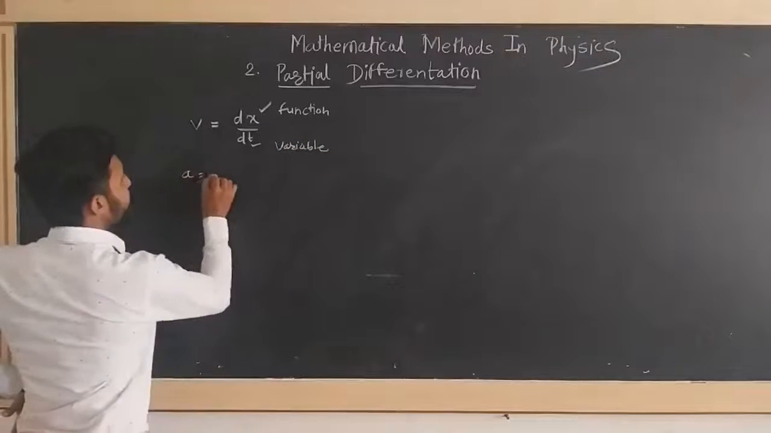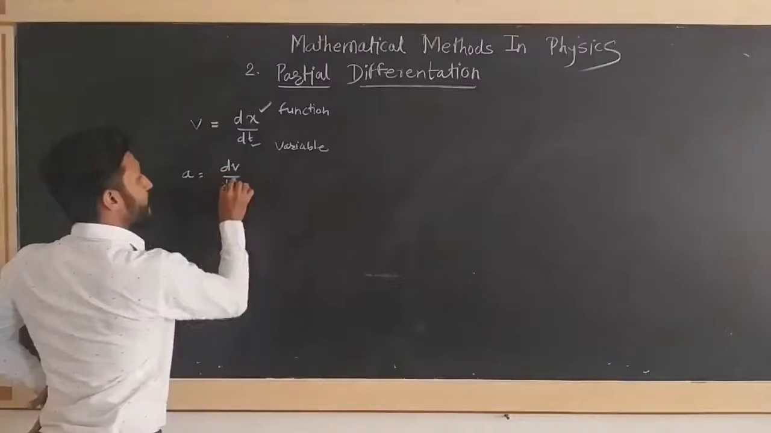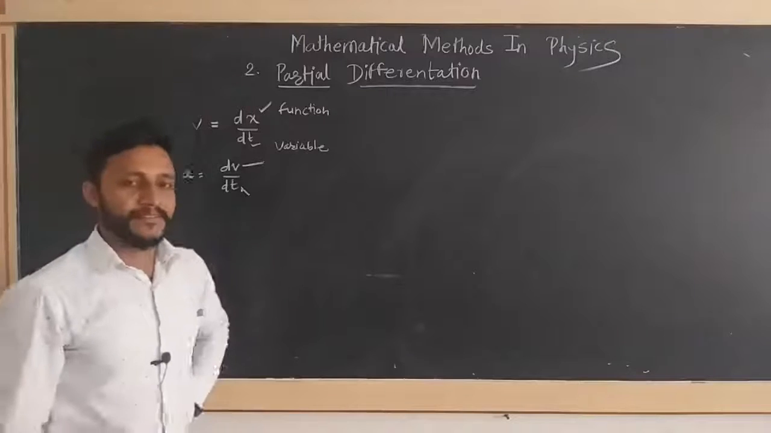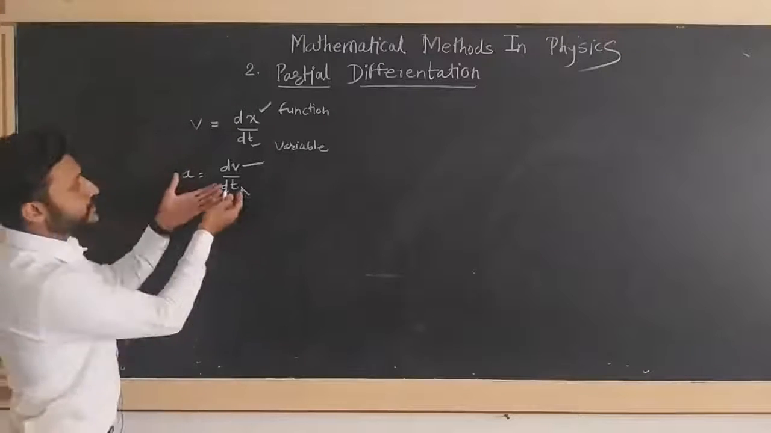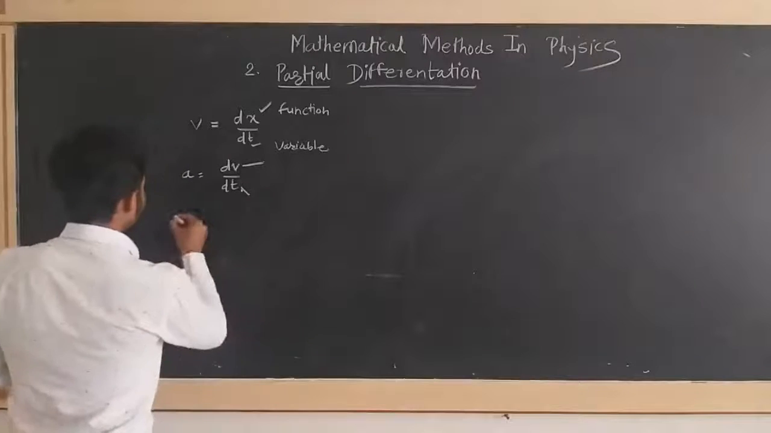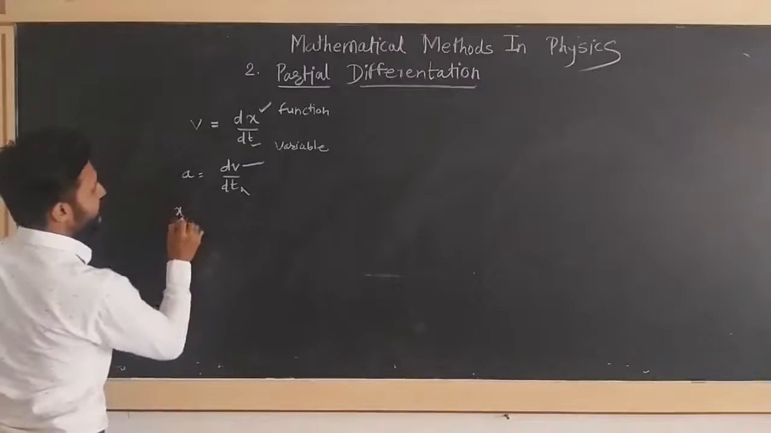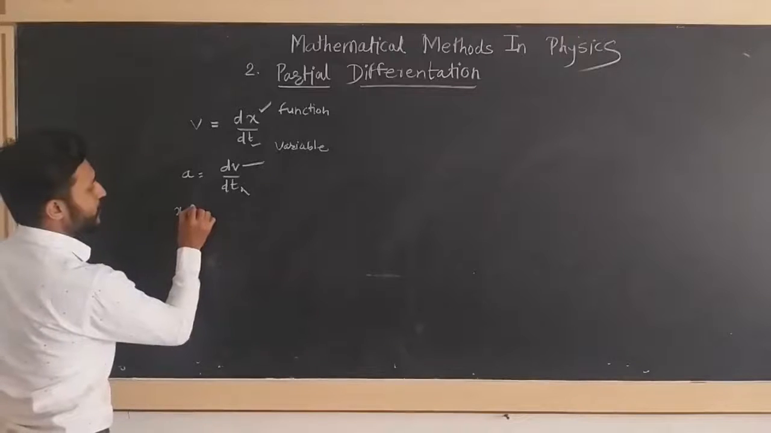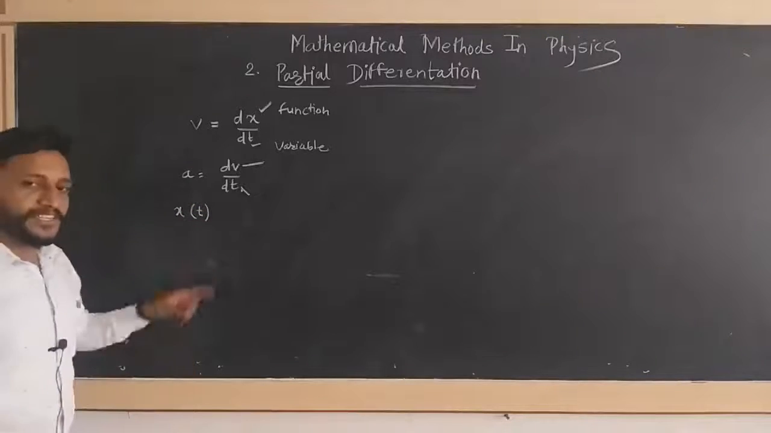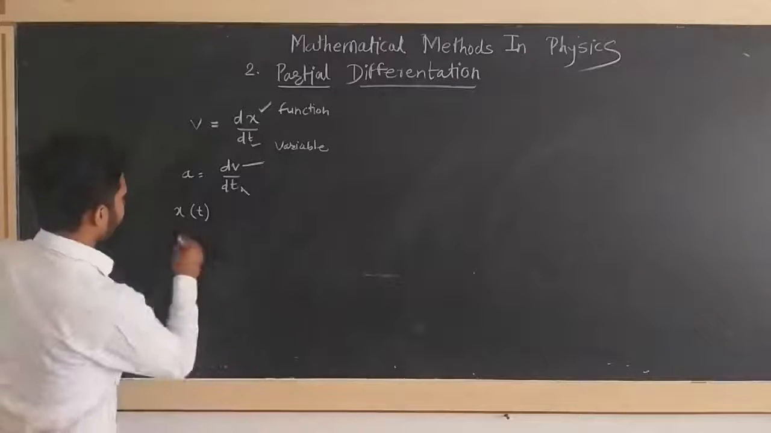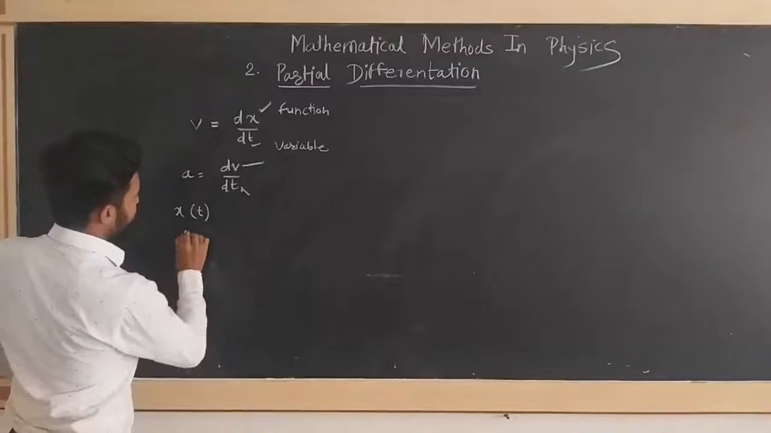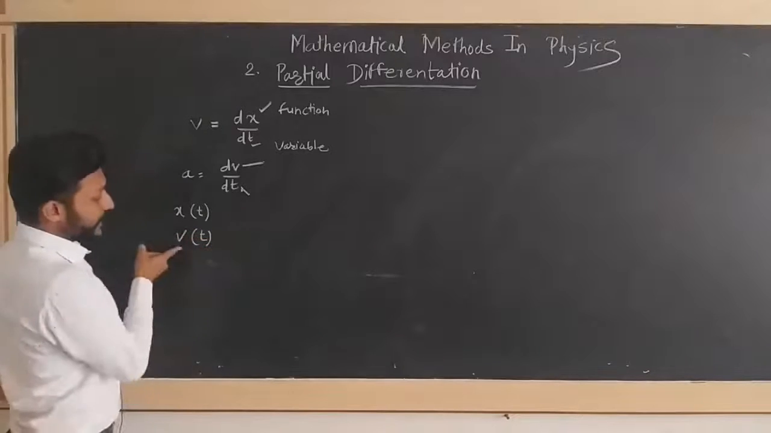Similarly, acceleration we can write as dv by dt. So here v is the function and t is the variable. So this process is to determine the velocity and acceleration. So I can write x is a function of t. Here t is the variable. v is a function of t, so you will get acceleration.